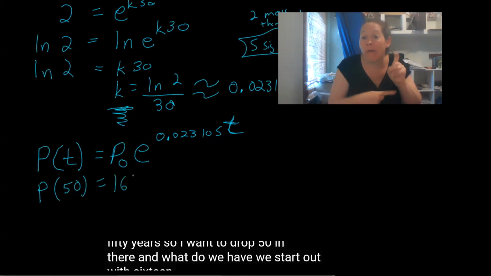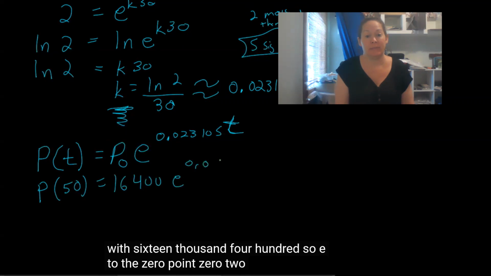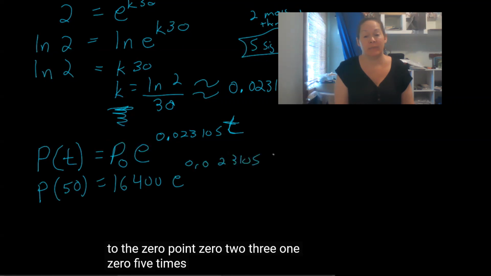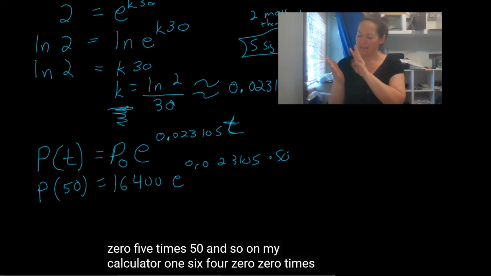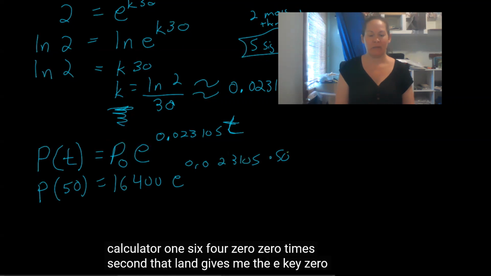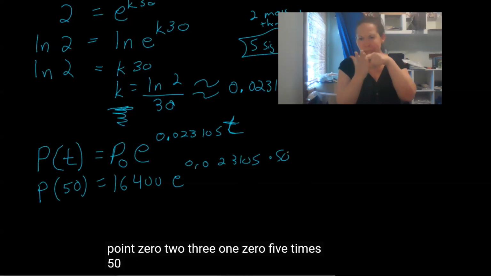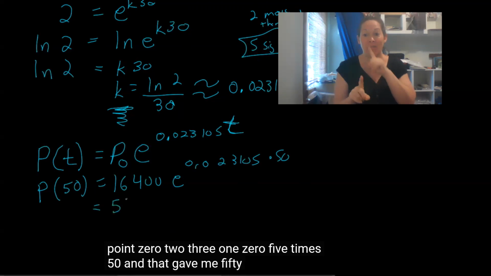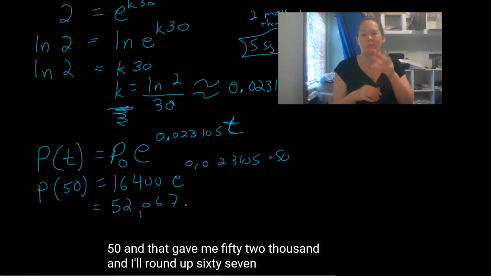And what did we have? We started out with 16,400. So e to the 0.023105 times 50. And so on my calculator, 16400 times second ln gives me the e key, 0.023105 times 50. And that gave me 52,000. And I'll round up 67.